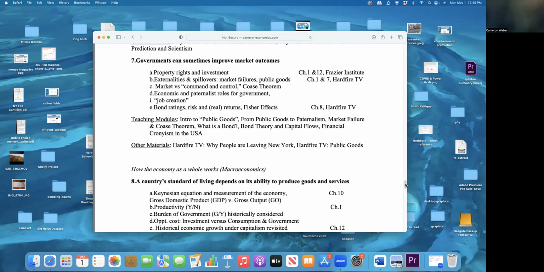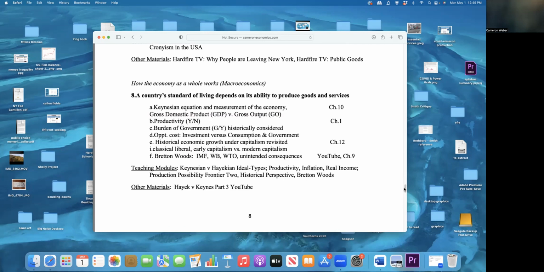Then we leave individual agency and go to macroeconomics, or how the economy as a whole works. Now we're abstracting from individual agency, and the original Keynesian economics assumes that government is a benevolent dictator, but we apply public choice economics and public choice theory and determine that politicians and bureaucrats and technocrats and experts are also self-interested. So the first category in macroeconomics is the Keynesian definition and explanation for gross domestic product, how the economy is measured. And then we also visit historically classical liberalism prior to Keynesian economics, and compare that with early capitalism, compare that with modern capitalism.